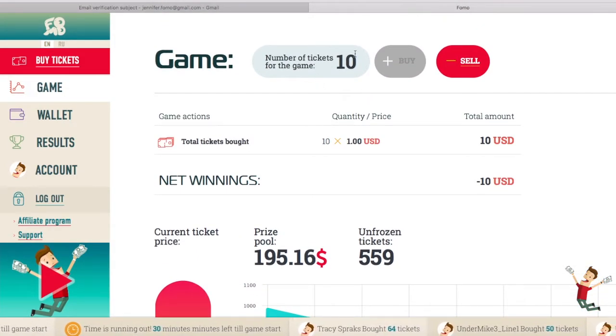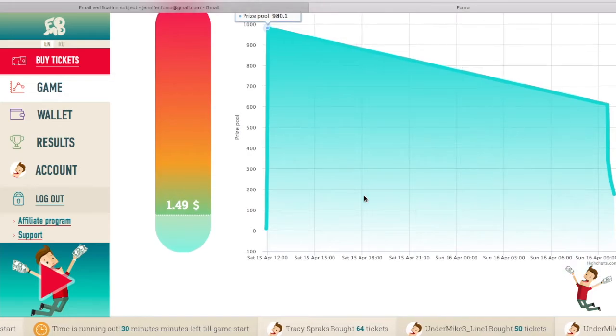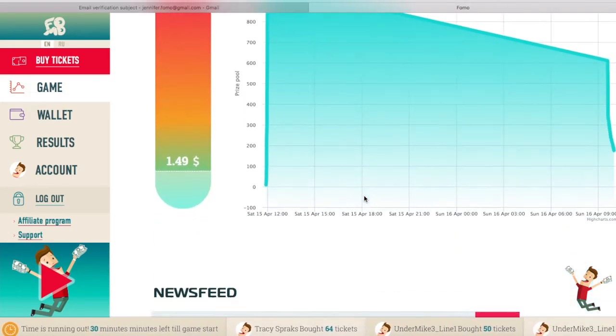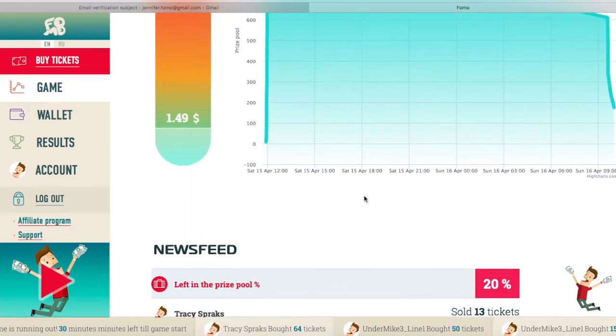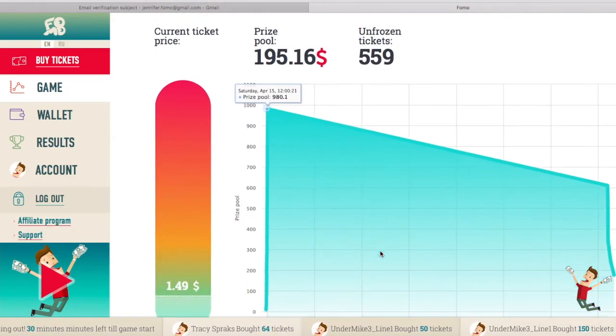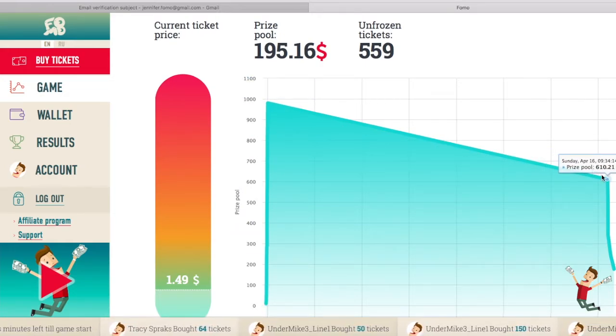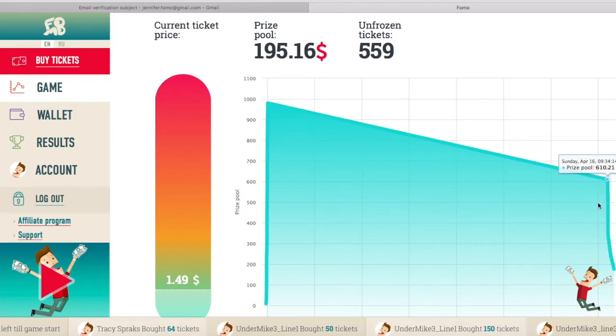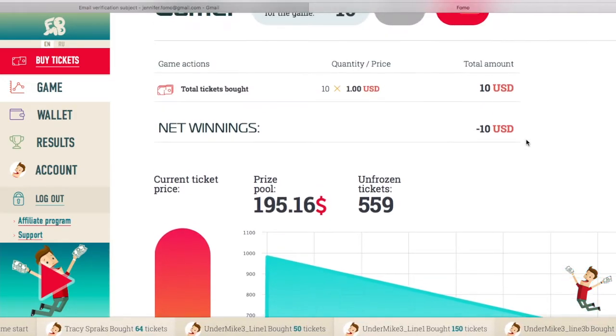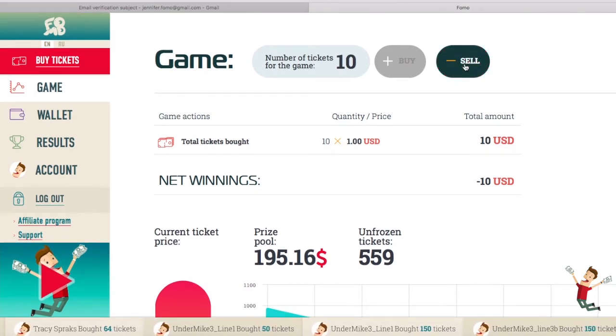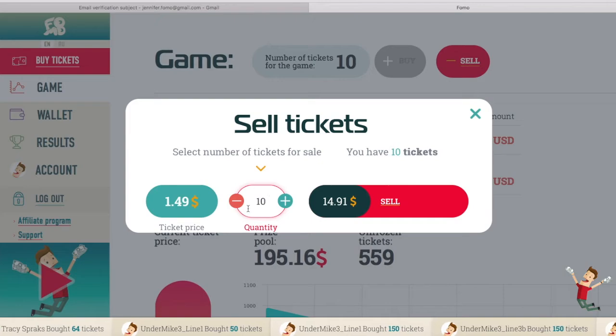So our tickets number is 10, so I think it's really the right moment to do it, because everybody starts selling, and a lot of time has passed. We started on April 15th and now it's April 16th in the morning, so I think it's the right time to make your money. So I'm going to click on sell, and I'm going to sell all my tickets. I don't have such a big amount of them, so I'm going to sell my 10 tickets and I'm going to receive almost $15 instead of 10. So I think it's a good result.